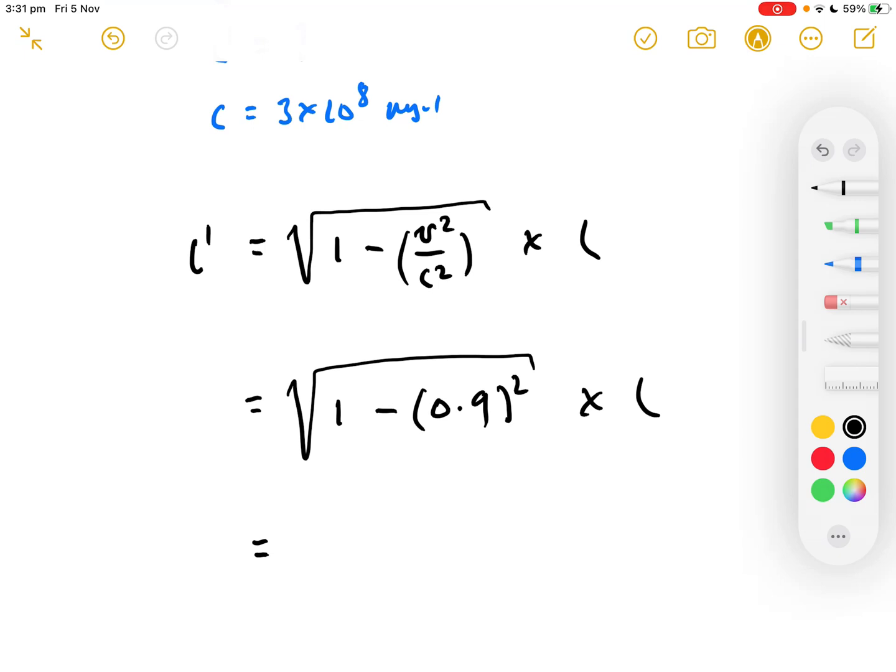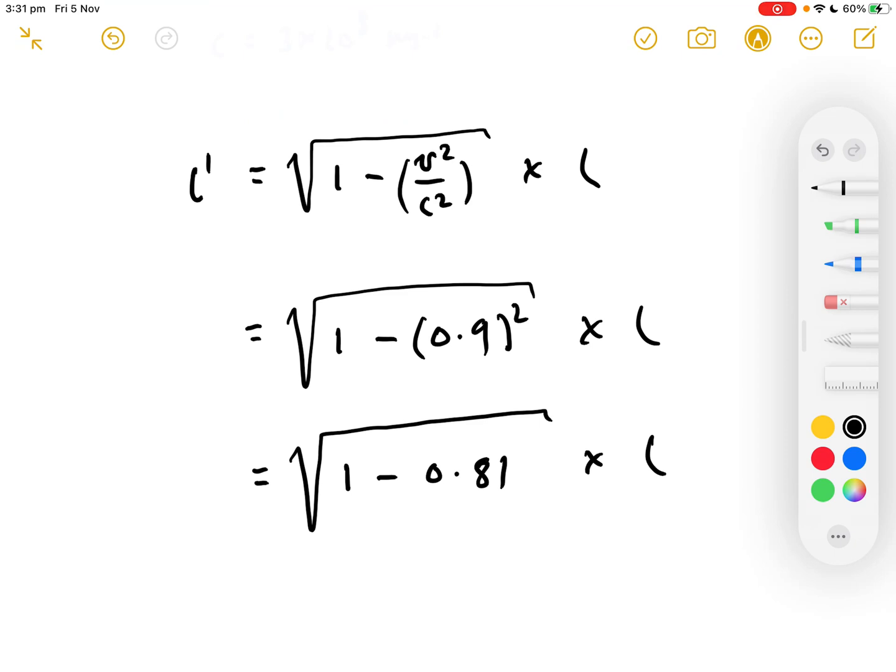Okay. Now if you look at that expression, it's the square root of 1 minus something. Okay, it's going to be quite a small something. So in fact, if we work out that 0.9 squared, it equals 0.81. So you can see that the square root term is going to be the square root of quite a small number, less than 1, and that square root term will always be less than 1, basically.